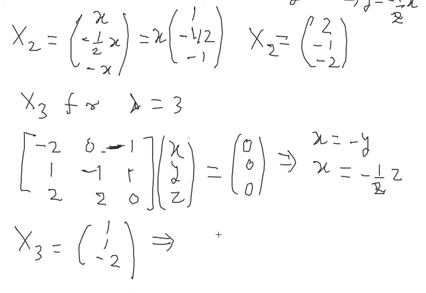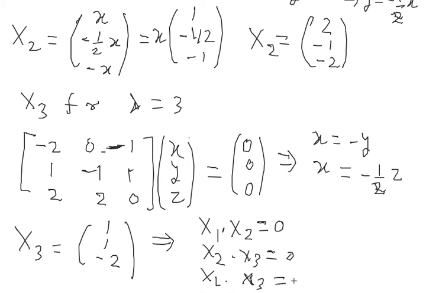These eigenvectors must be orthogonal. You can verify this property: x1 dot x2, x2 dot x3, and x1 dot x3. This property will be useful in the next video or the next topic. Okay, thank you.